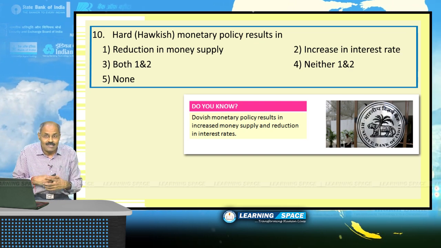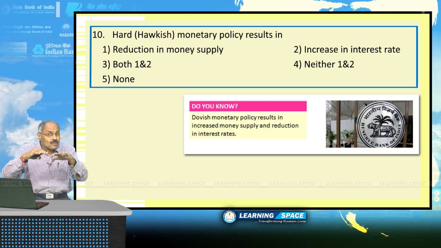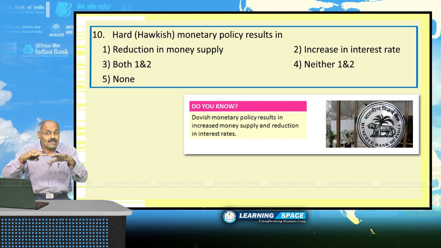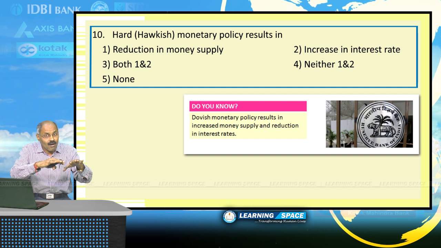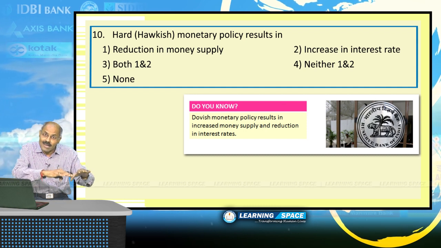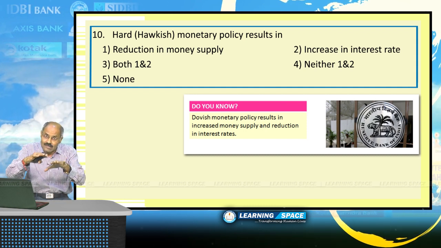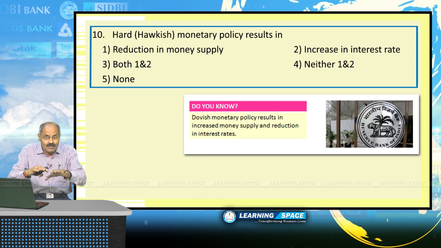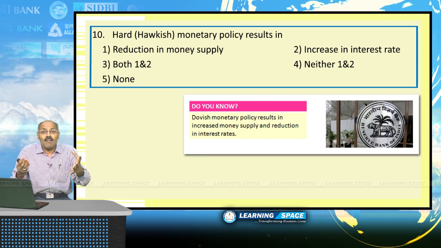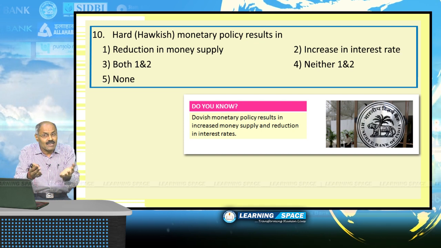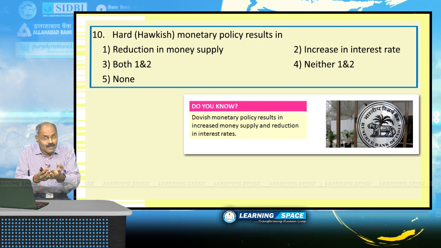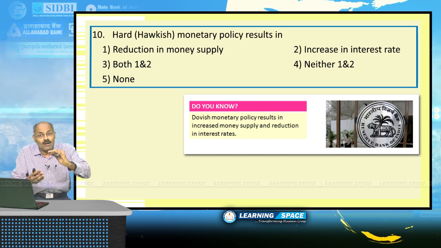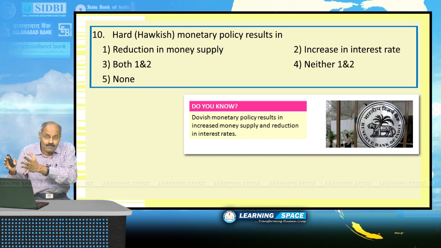Dovish monetary policy is where interest rates will be reduced, when the RBI governor is reducing 1% interest rate in repo, and when the RBI governor reduces SLR, when the RBI governor reduces CRR, what will happen? The ultimate result is availability of money in the market will increase. When the availability of money in the market increases, what will happen? Interest rates will come down. That is dovish monetary policy.